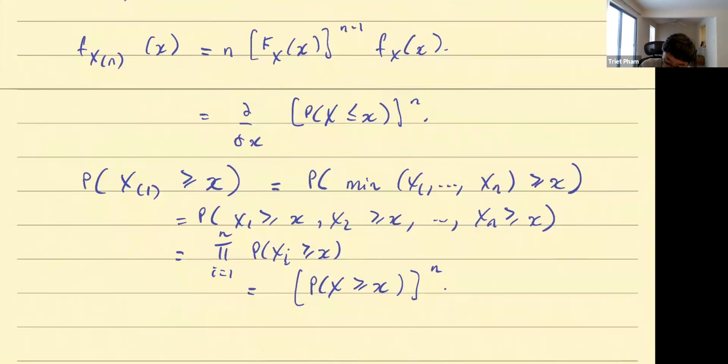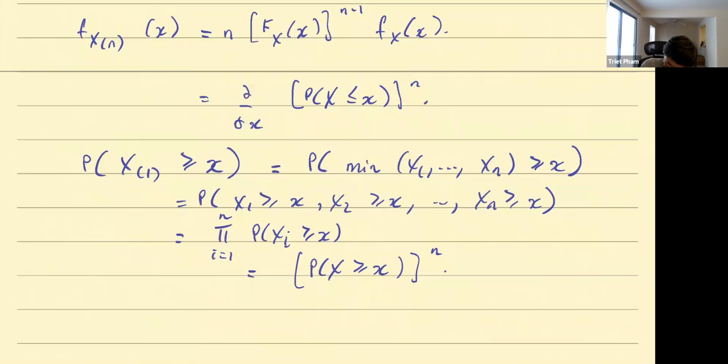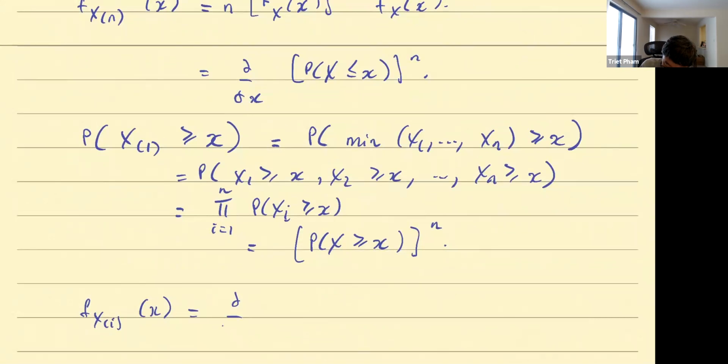Now, the density is the derivative of the CDF, okay? So be careful. This is not the CDF. This is 1 minus the CDF. But actually, that's fine. It's just a sign change. So if you want, it could be minus of this.